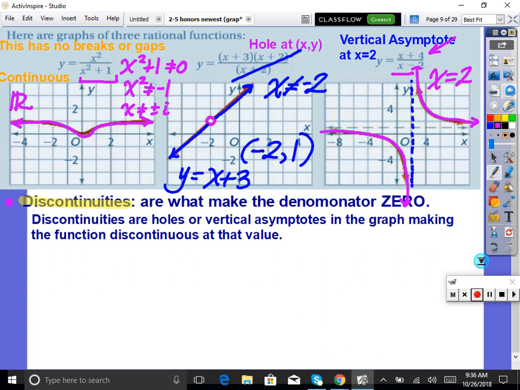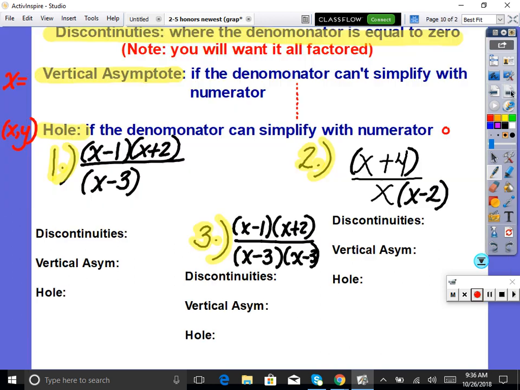Awesome. Now, to know if they divide out, you've got to have everything factored. So this is not on your worksheet, but let's go through and just look at these 3 things, so we're really good at this part before we move on to the horizontal asymptotes. Discontinuities are what make the denominator 0. So what would my discontinuity be here? Yep, x cannot equal 3. Okay, everybody good at that. What's my discontinuity here? x cannot equal 3 or, oh, we're changing that problem. We're making the bottom an x minus 1. So my other discontinuity is 1.